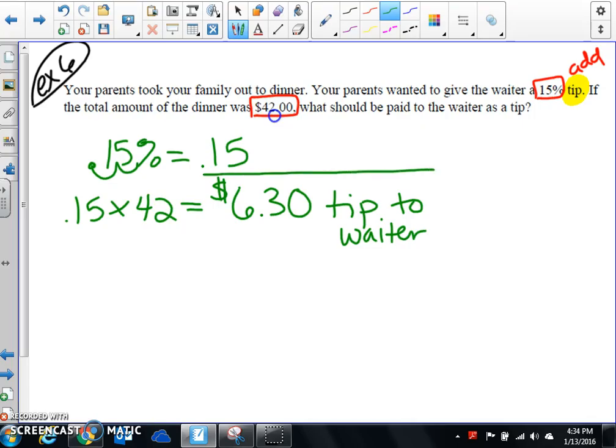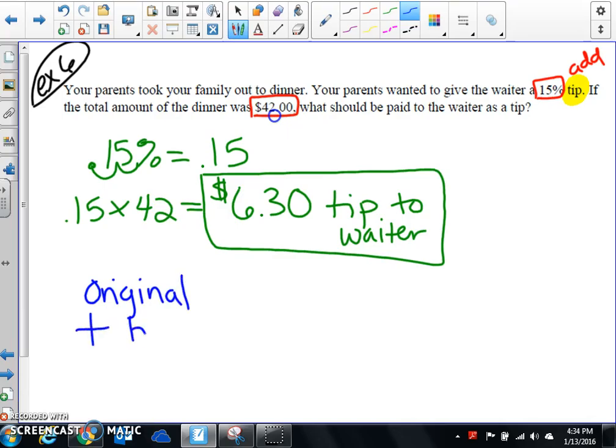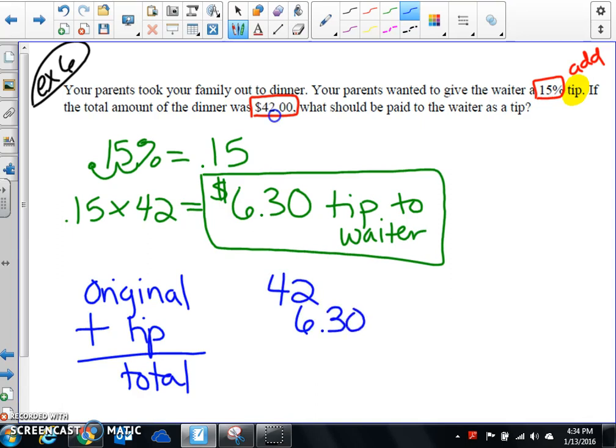Okay. Now I know that was the end of the question, how much should be paid to the waiter as a tip. But also let's just go ahead and pretend like it said, and how much was the total bill. So if they asked you for the total bill, you would take the original and you would add in the tip to give you the total. So the original was $42. You tipped him $6.30, giving the total bill $48.30.